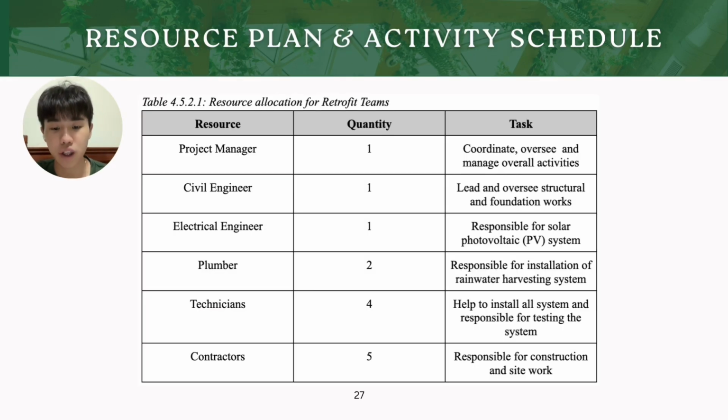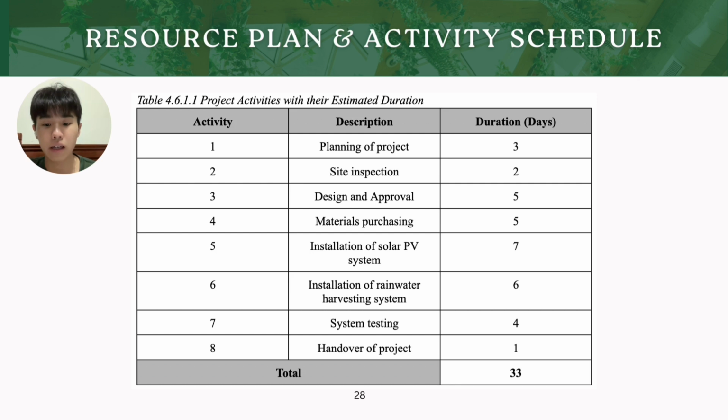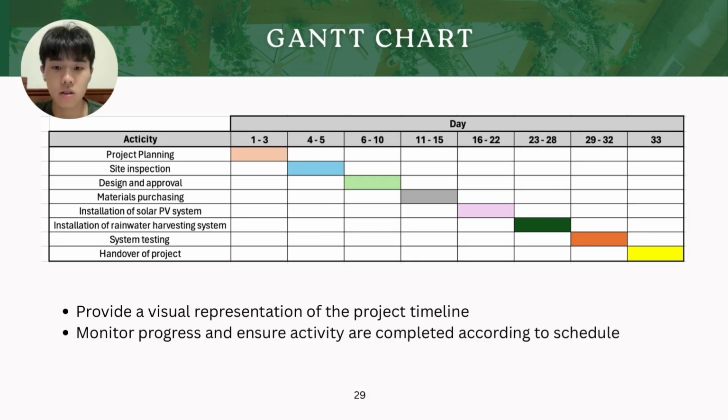The project team consists of one project manager, one civil engineer, one electrical engineer, two plumbers, four technicians, and five contractors. Each member has their own specific role to ensure the project runs smoothly. The project consists of 8 main activities, starting from project planning, site inspection, design and approval, materials purchasing, installation of the solar PV system and rainwater harvesting system, system testing, and finally the project handover. The estimated duration for these activities ranges from 1 to 7 days, depending on the complexity of the work involved. This is the Gantt chart of our project.